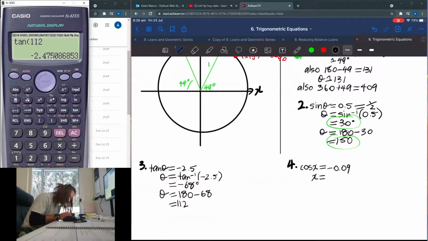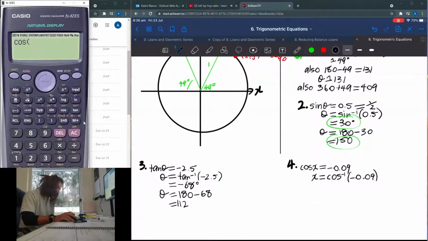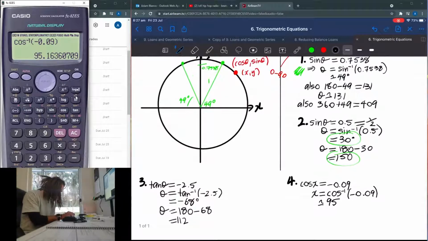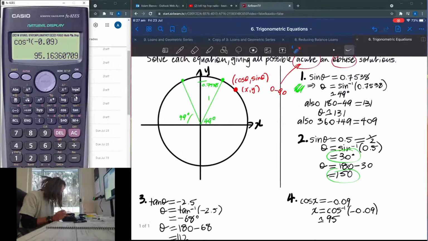So x is equal to cos inverse negative 0.09. Type that into the calculator. Cos negative 0.09. Is that right? Can't be. Oh, I wrote cos. I didn't even write cos inverse. Cos inverse negative 0.09. Okay, 95. Around 95. Alright, that's given me an angle. Oh, that's nice. It's given me an obtuse angle. That's exactly what I want.